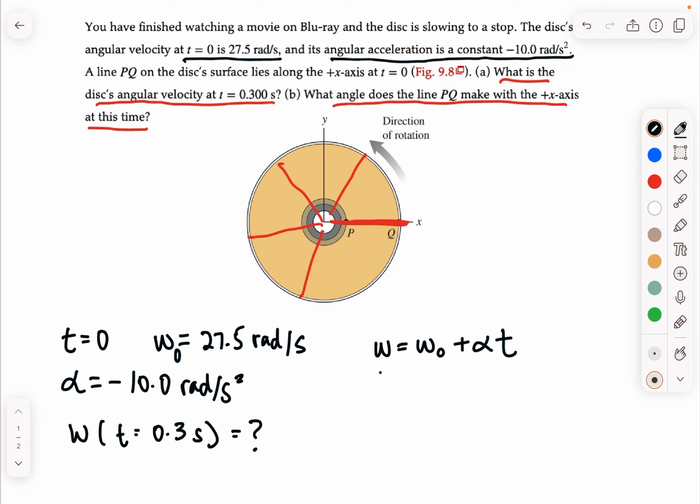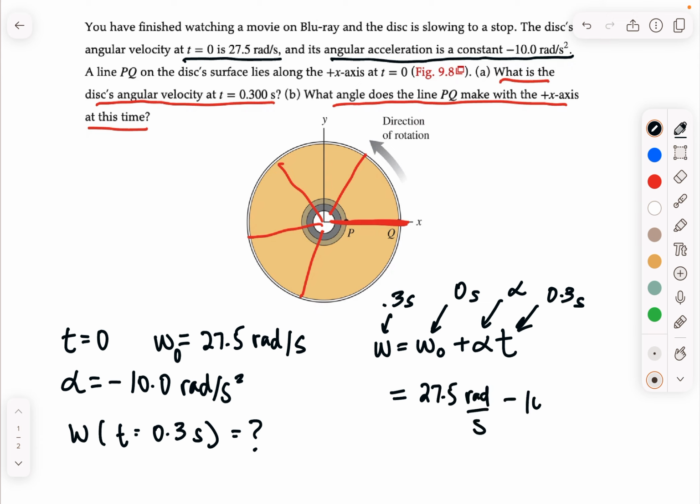So if we want to know omega at 0.3 seconds, right? That's this value. We're going to need omega at 0 seconds. We're going to need alpha. And then we're going to need the time, obviously, which is the 0.3 seconds. So we'll plug everything in, solve for that unknown. Don't forget your negative here because your acceleration is negative.